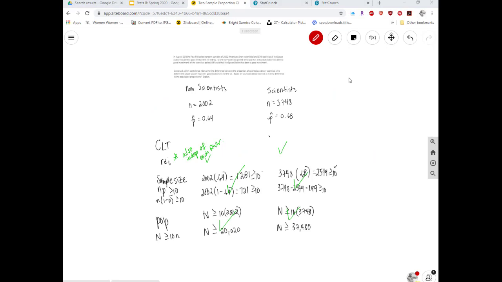There's another final piece of organization that I want to discuss. We're going to say that our non-scientists are the first sample, and the scientists are the second sample. We will also need the number of successes. So here, 1,281 was the number of successes for non-scientists, and the number of successes for scientists is 2,549. So this is important before we go into StatCrunch.